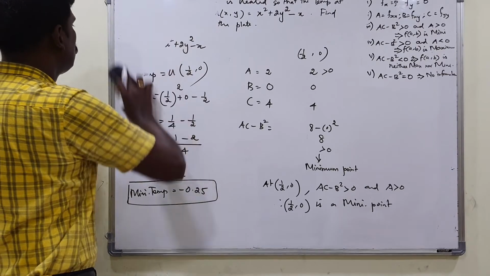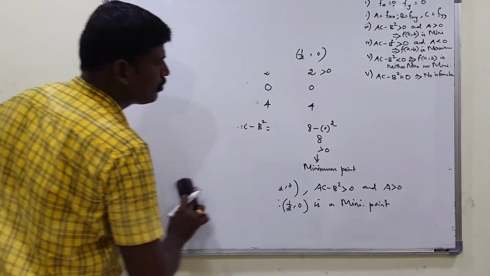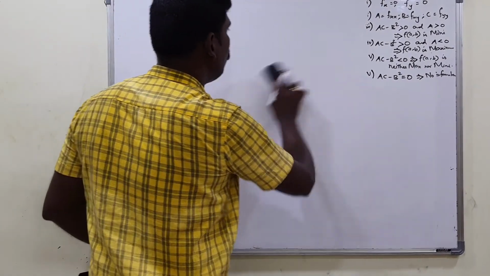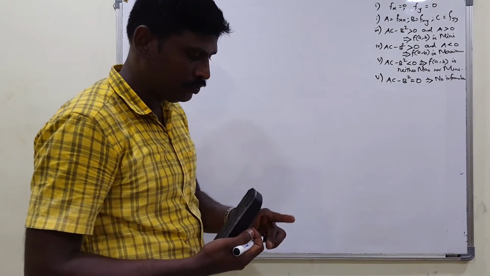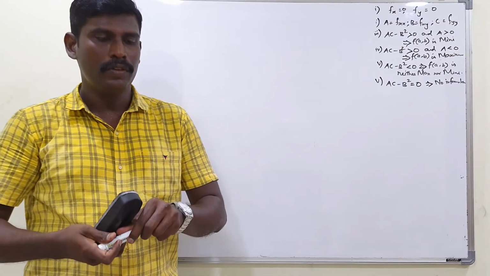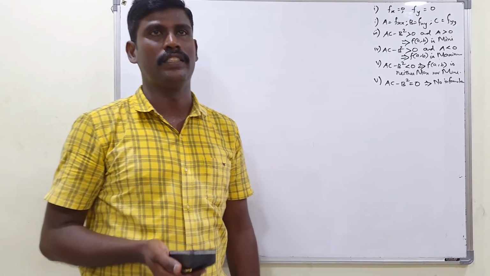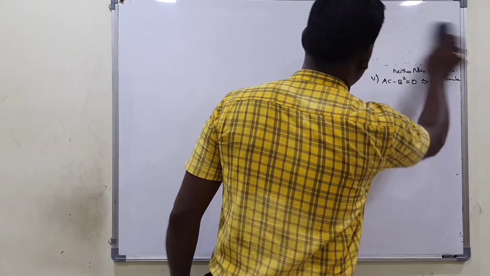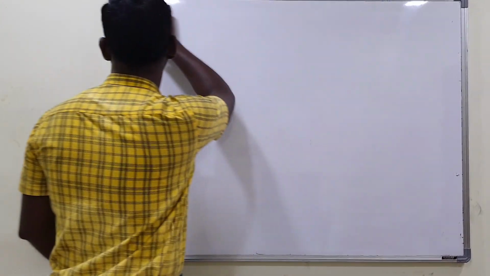That's all. So up to this problem, we completed the problems based on maxima and minima of a function of two variables. Right? Okay. So in the next class, we are going to solve the problems related to Lagrange's multipliers. Okay. That's all.